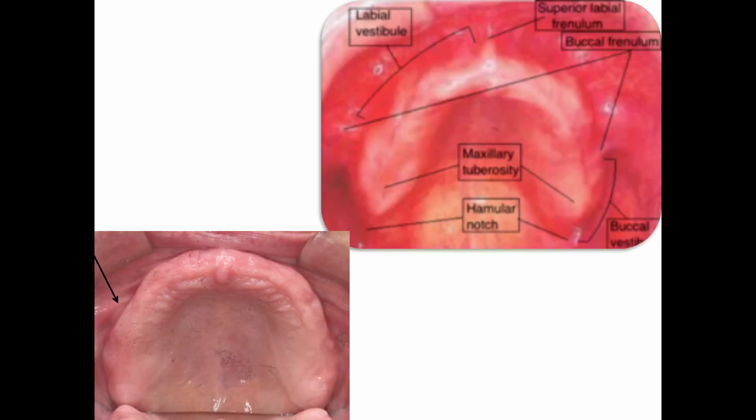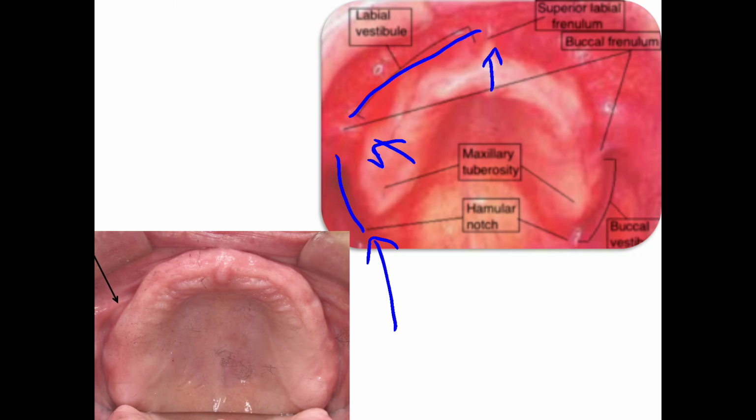تمام. As you see here, this is the labial frenum and this is the buccal frenum. Here is the hamular notch. Okay, the distance between the labial frenum and the buccal frenum is the labial vestibule, and the distance between the buccal frenum and the hamular notch is the buccal vestibule. Okay, and the hamular notch is a depression. Okay, it lies posterior to the maxillary tuberosity.